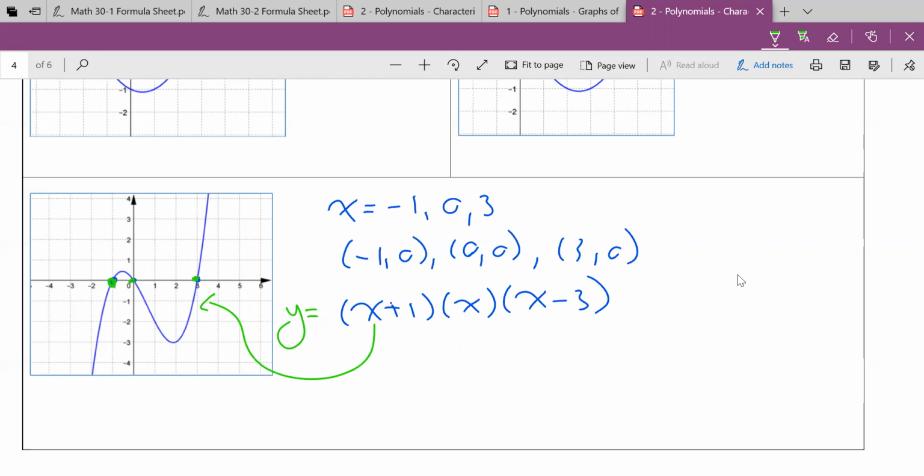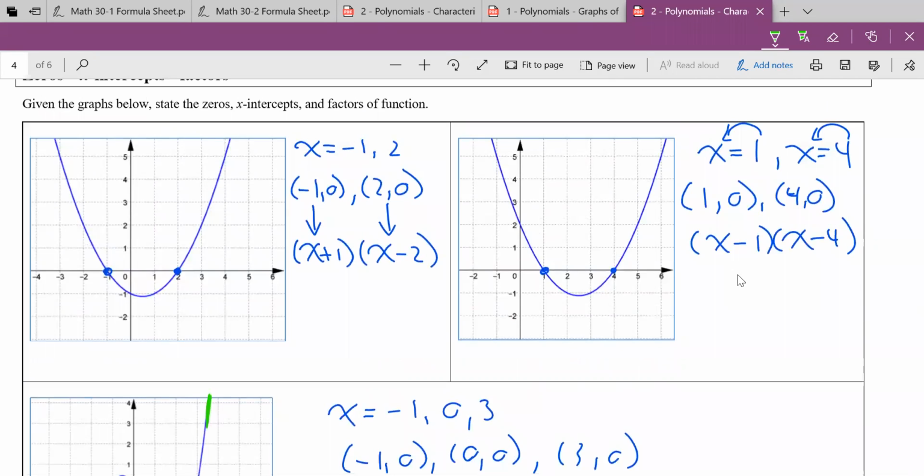How neat is that? Now look at this graph ends going up, so I know the lead coefficient is positive. Same thing with both of these. The graph ends going up, so I would know the lead coefficient is positive. The constant term would be 2. The constant term on this one would be -1.